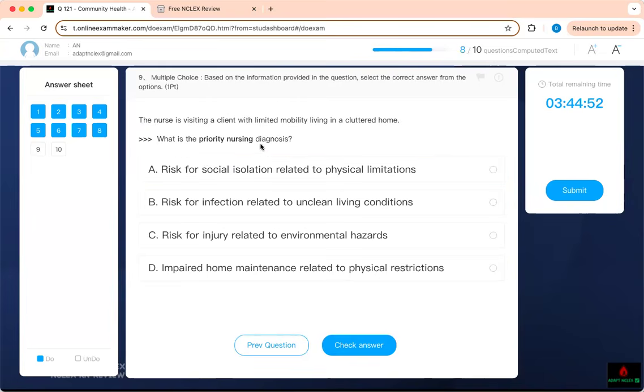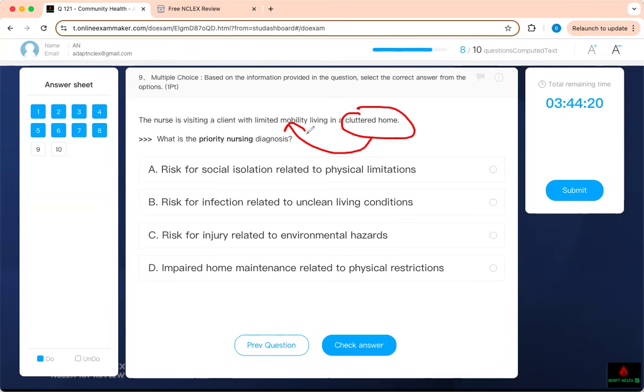What is the priority nursing diagnosis? A nurse is visiting a client with limited mobility, living in a cluttered house. So you live in a house that is cluttered, right? A lot of things on the floor. What is the nurse's priority nursing diagnosis? Every time they ask about nursing diagnosis, find the problem. What is the problem? The place is cluttered, right? So much stuff over there. And then how is this going to affect the individual? That's how you make a nursing diagnosis.